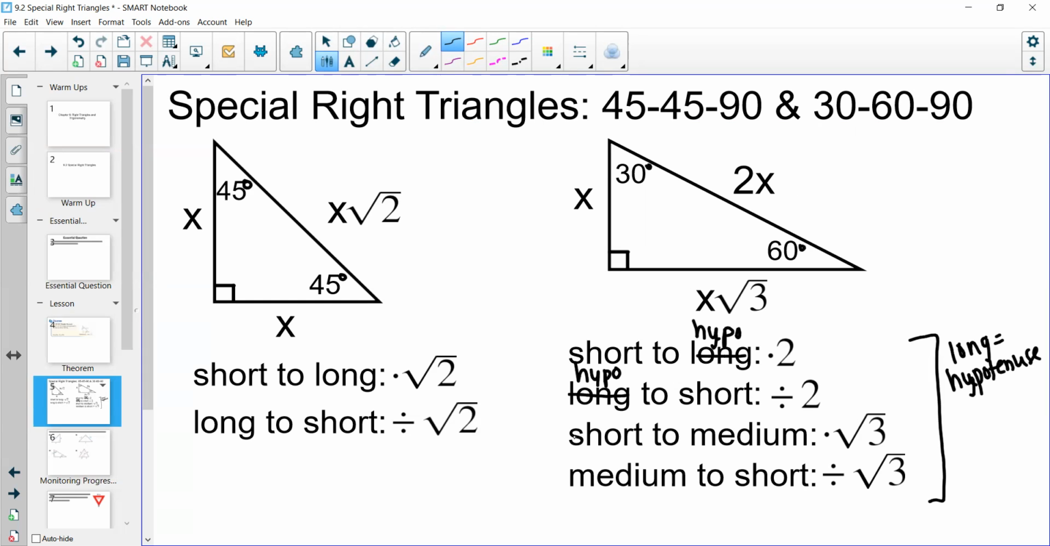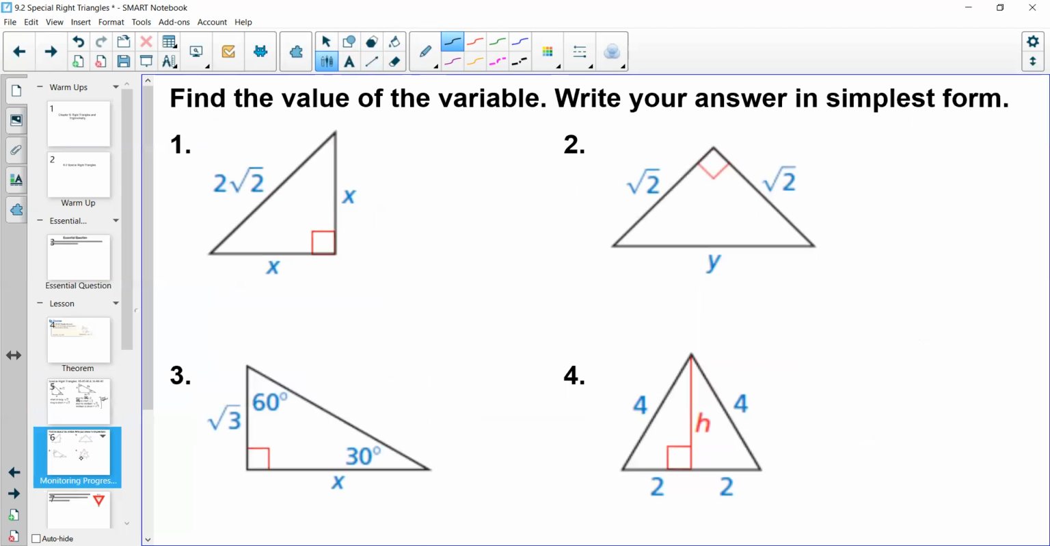Similarly, to go from the short piece to our medium piece, or the other leg, we're going to multiply by the square root of 3. And to go from the longer of the two legs to the shorter leg, we're going to divide by the square root of 3. So what we're going to do in this video is use the properties of these special right triangles to determine different side lengths based on the information that we're given. Let's take a look at these 4 examples here.